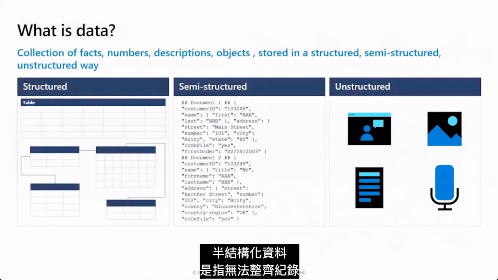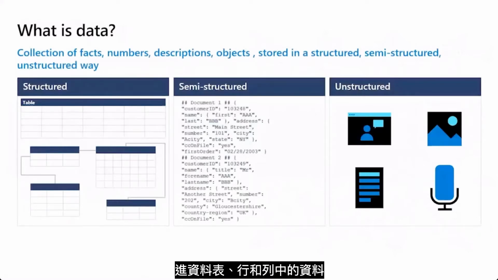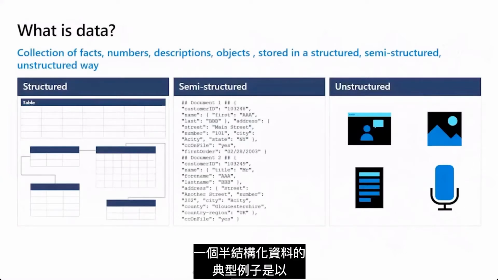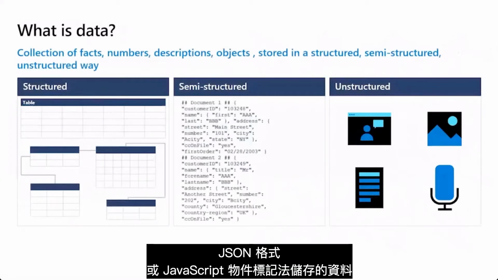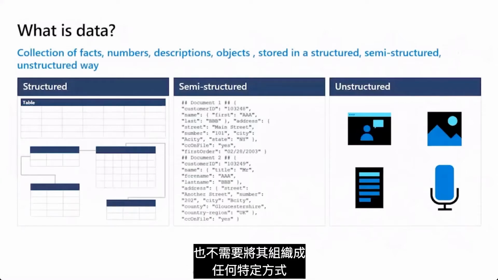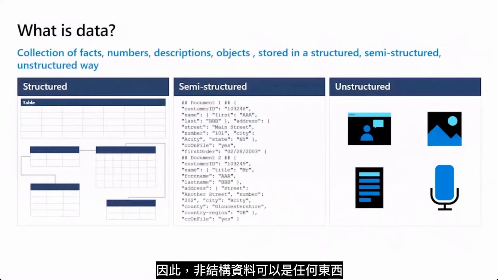Semi-structured data is data that doesn't fit as neatly into tables, rows, and columns. Instead, semi-structured data uses tags and keys that organize it in some sort of hierarchy. And so a typical example of semi-structured data is data stored in JSON format, or JavaScript Object Notation. Now, unstructured data does not follow any schema or structure, nor does it need to be organized in any particular way. So unstructured data can be anything such as video files, image files, text files, or audio files.